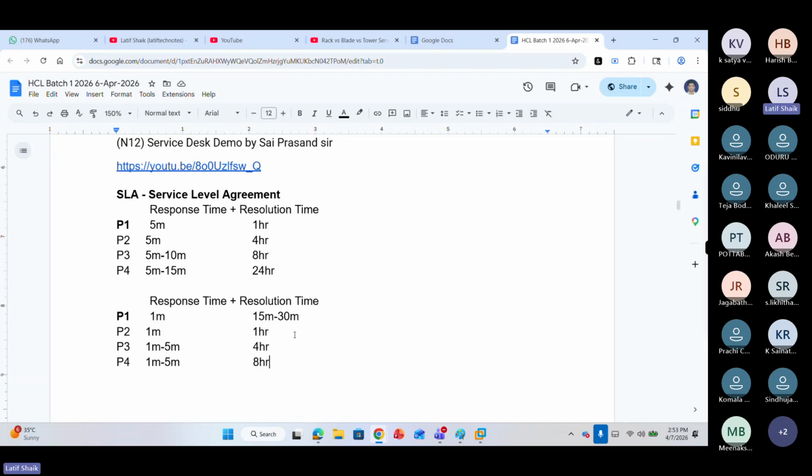Okay, simple resolution time. By the time you get a ticket, it should be resolved by the given resolution time or due time. You must resolve the ticket by the given resolution time or due time. Okay, so this is what we discussed: your response and resolution time.